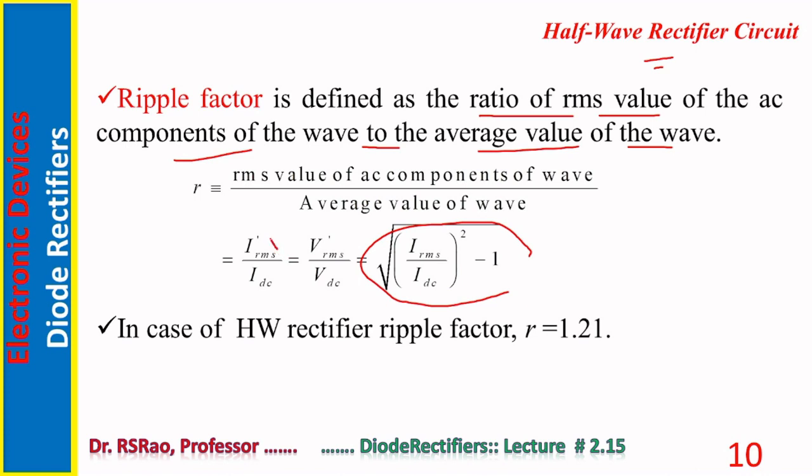Notice in this expression, I prime RMS is there. Here it is IRMS. These two are different. I prime RMS refers to RMS value of AC components of the wave. V prime RMS refers to RMS value of AC components of the wave. Whereas IRMS here without prime refers to simply the RMS value of the output of the rectifier. In case of half-wave rectifier, ripple factor is 1.21. One can apply this definition to find out ripple factor. It turns out to be 1.21.